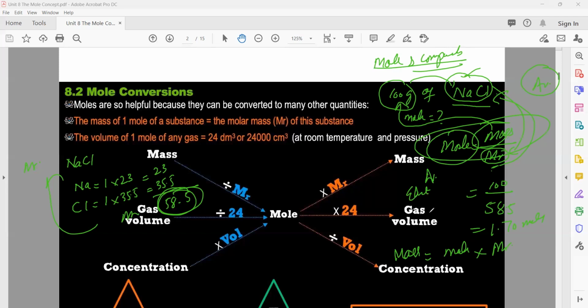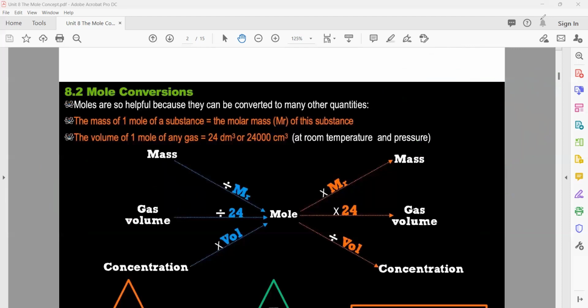Any confusion? No. Okay, so now the first thing we finished is mole and elements. And what was the formula for that? Mole equal to mass over AR. Second thing we finished, mole and compounds. What was the formula for that? Mole equal to mass over MR.